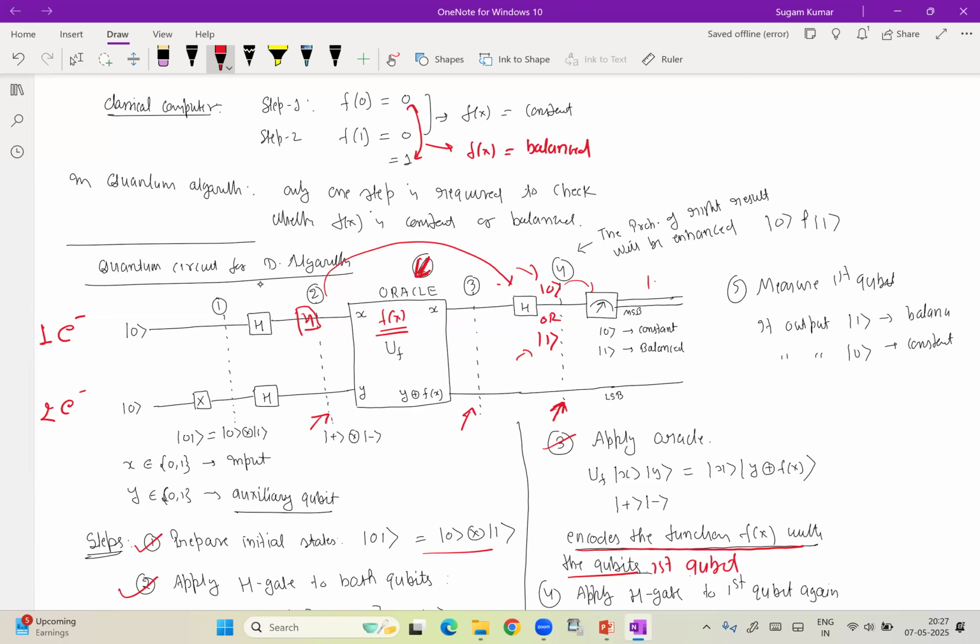That gate may be a C naught gate. Okay. It can be a not gate. So it is not actually Hadamard twice. It's a Hadamard, C naught and Hadamard. So there is one gate in between.